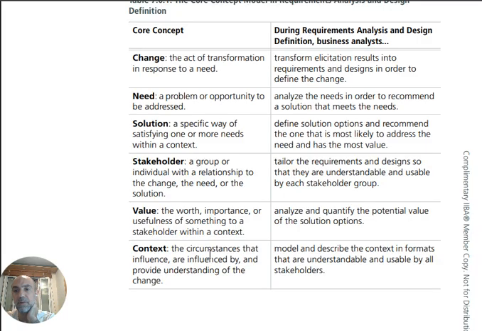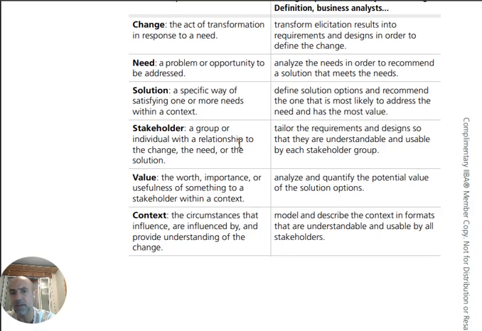Remember, we always have to understand who we are talking to, why we are talking to them, what the point of us doing what we're doing is, why this information is relevant, how it fulfills the purpose. And that's basically change, the act of transformation in response to a need. Are we still creating a change or did we forget about it? And the need, which is a problem or opportunity to be addressed. Solution is how that is satisfying the need, the stakeholder, who is getting satisfied. Value, the worth, importance, usefulness of something to a stakeholder within context, and this is the context.